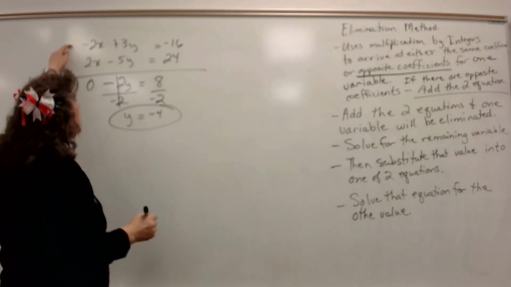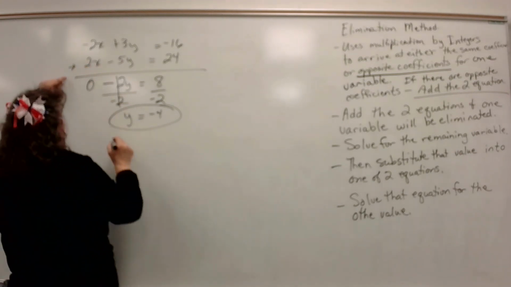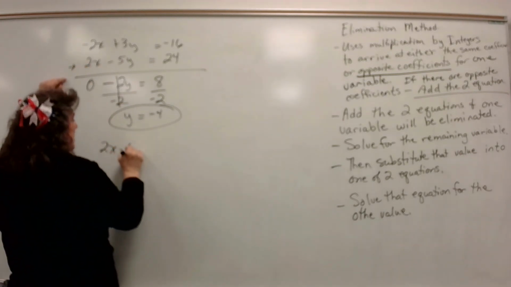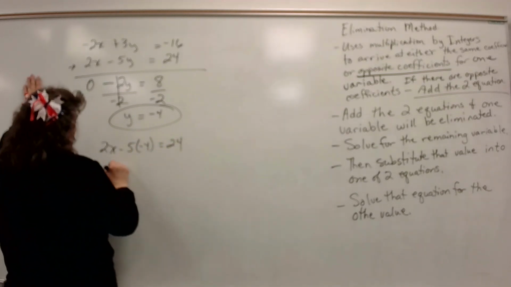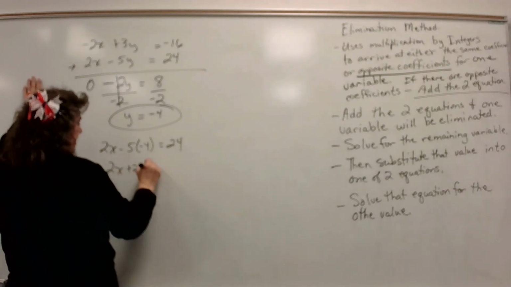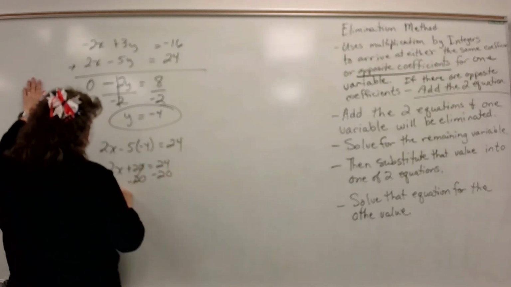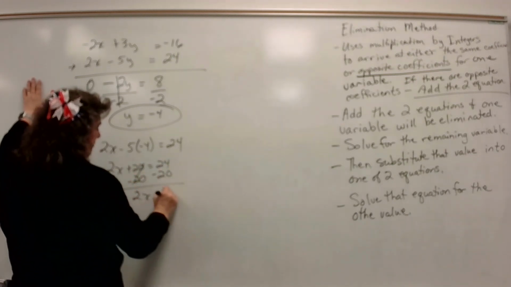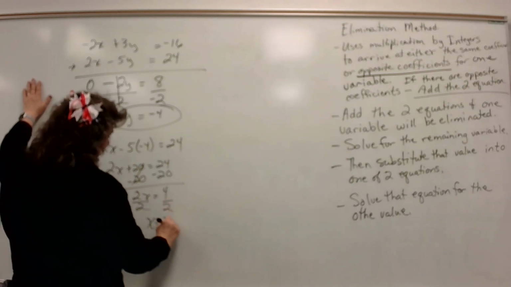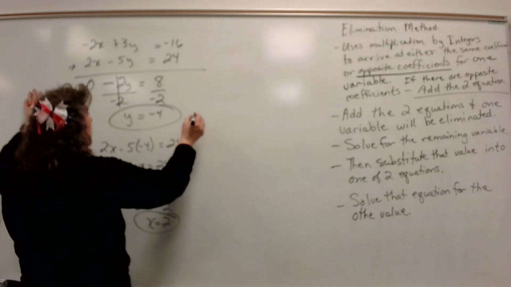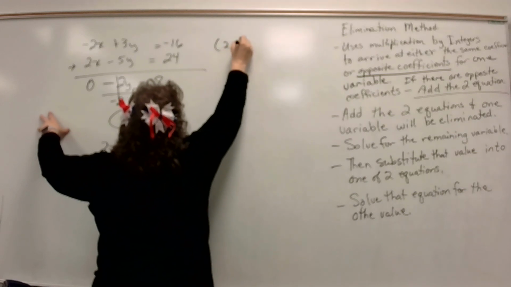Choose one of these two equations, and let's put it back in and find the other one. Let's choose this one. So 2x minus 5 times negative 4 is equal to 24. 2x plus 20 is equal to 24. Minus 20, so 2x is equal to 4, and divide by 2, so x is equal to 2. There's your other value. So your ordered pair is 2, negative 4.